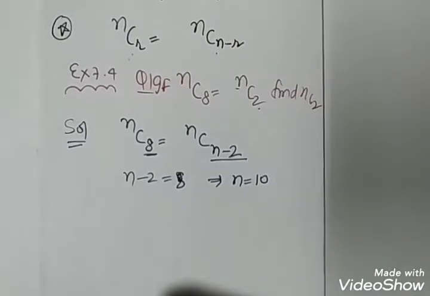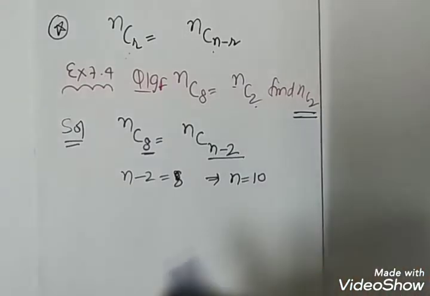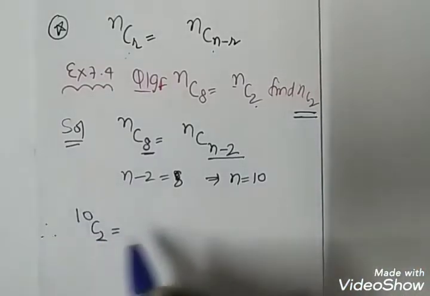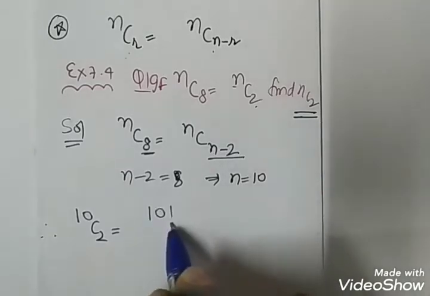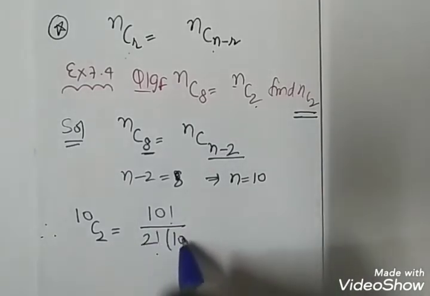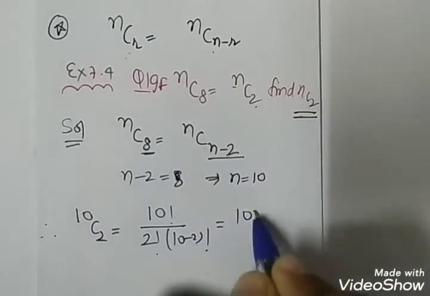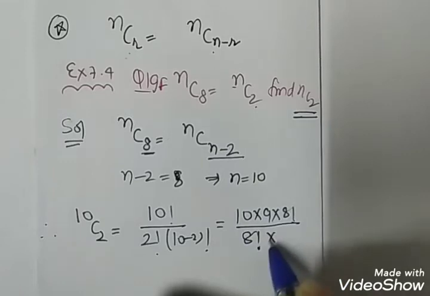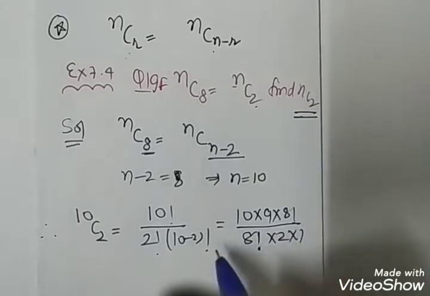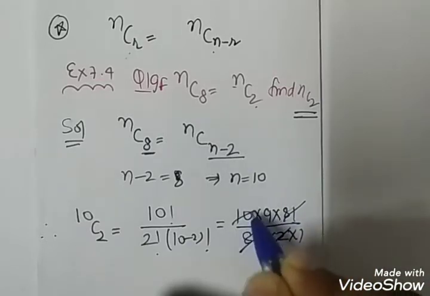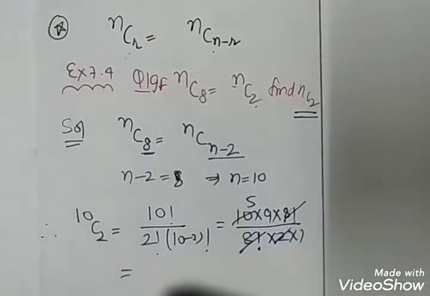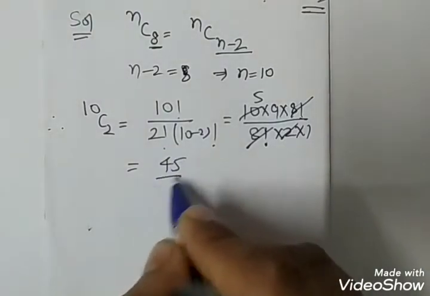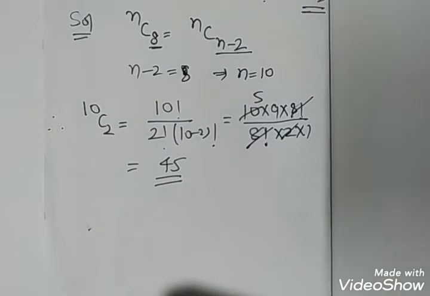If n equal to 10, we have to calculate the value of nC2, that is 10C2. 10C2 is equal to 10 factorial upon 2 factorial into 10 minus 2 factorial. Simply, 10 into 9 into 8 factorial upon 8 factorial into 2 into 1. 2 factorial means 2 into 1, it will be cancelled. 5 9s are 45. This is the required answer for question number first of your NCERT.